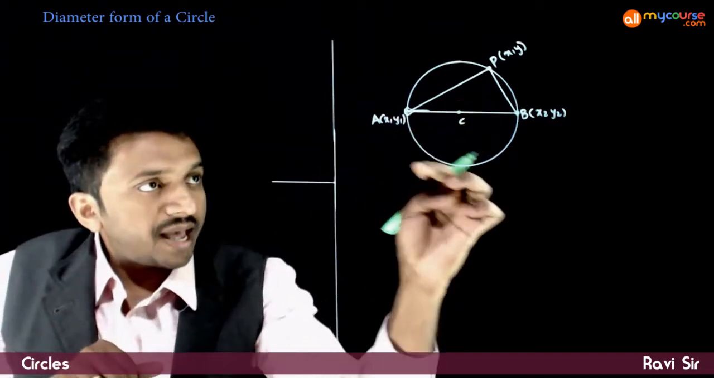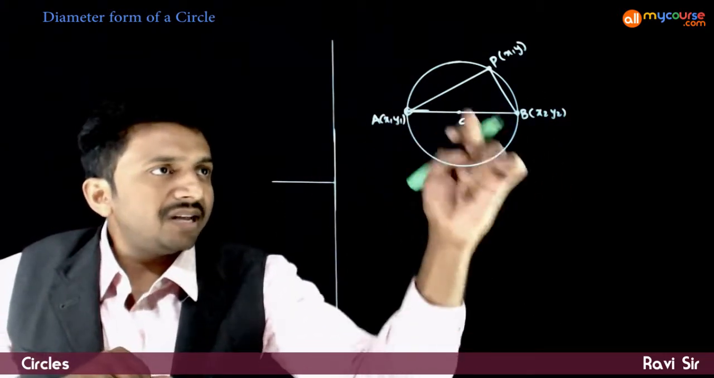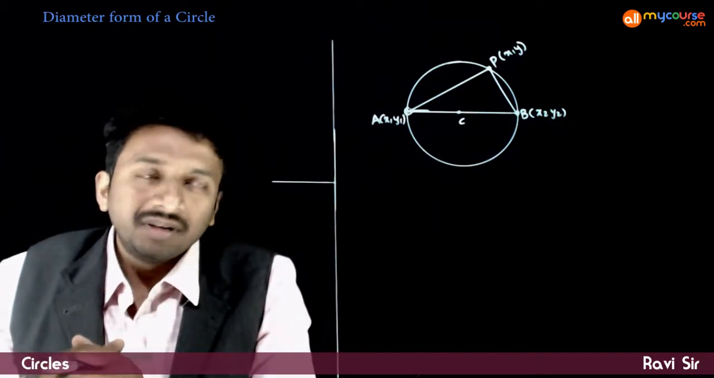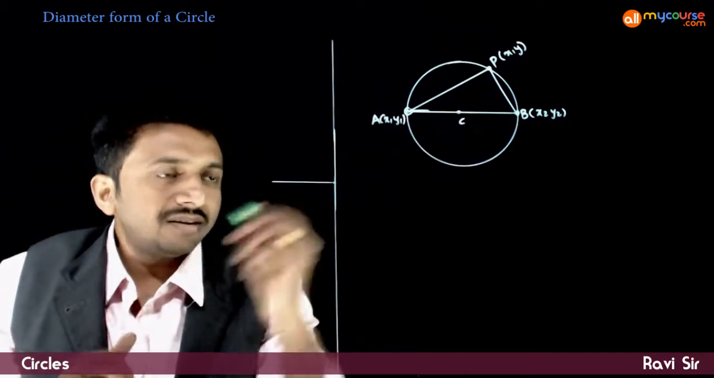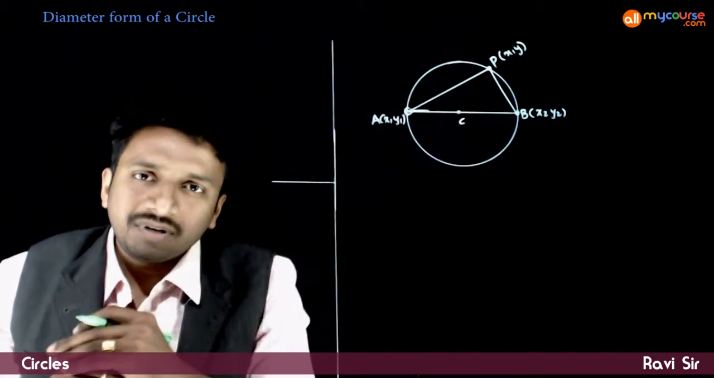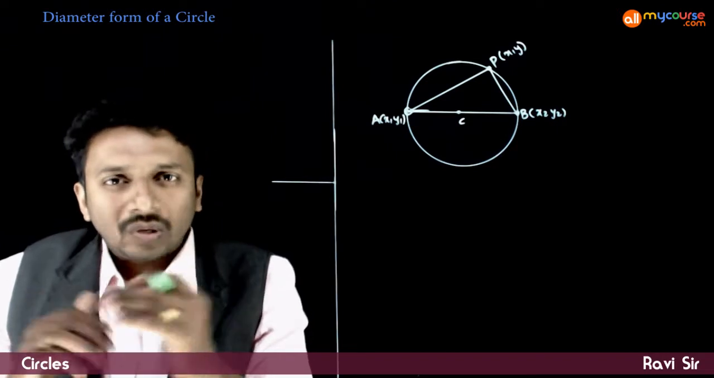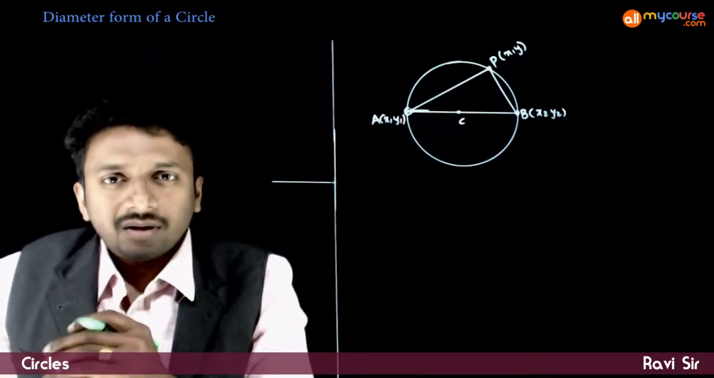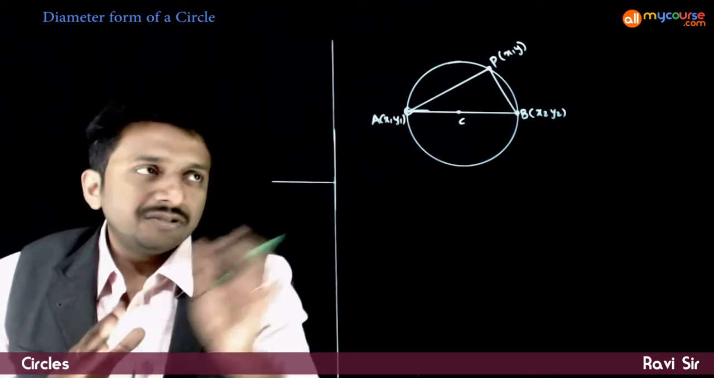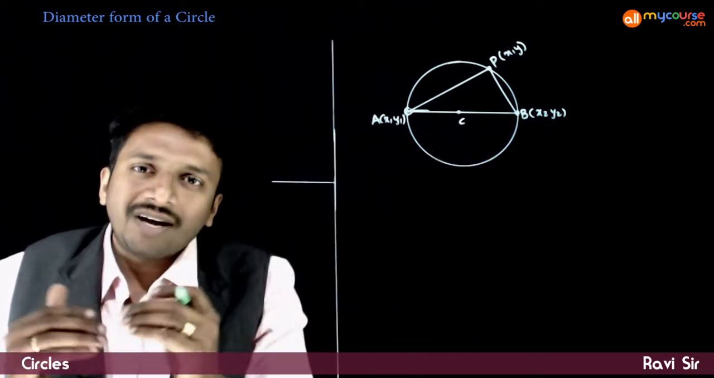As you know, if you have a circle, there are infinite number of diameters. You can draw any number of diameters. Any chord which passes through the center is called a diameter. So you have infinite number of diameters. Of all those diameters, the endpoints of one of the diameters are given to you. So if this information is given to you, can you find the equation of circle?